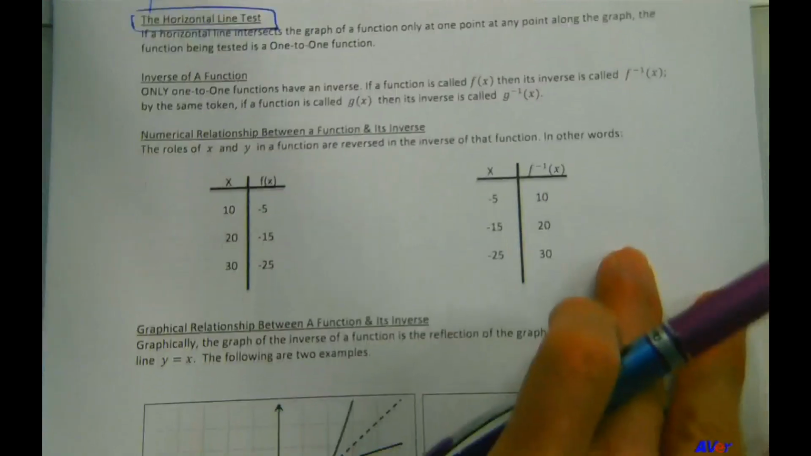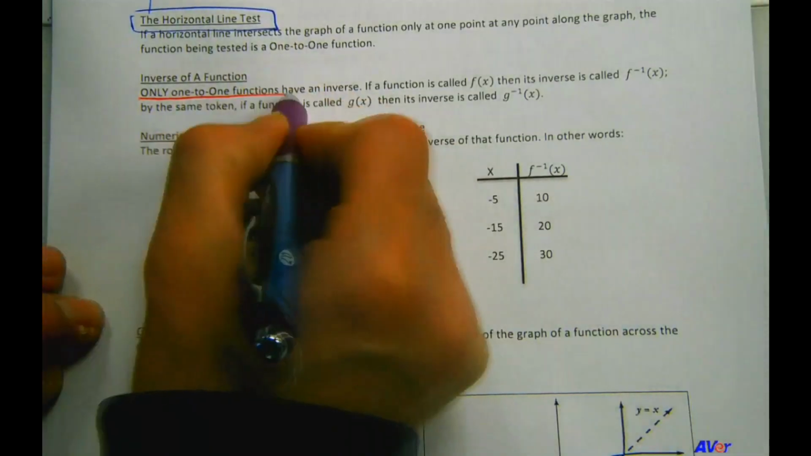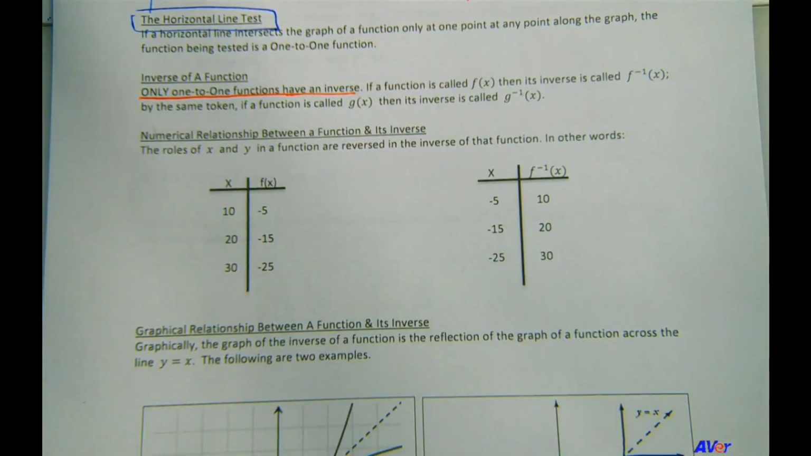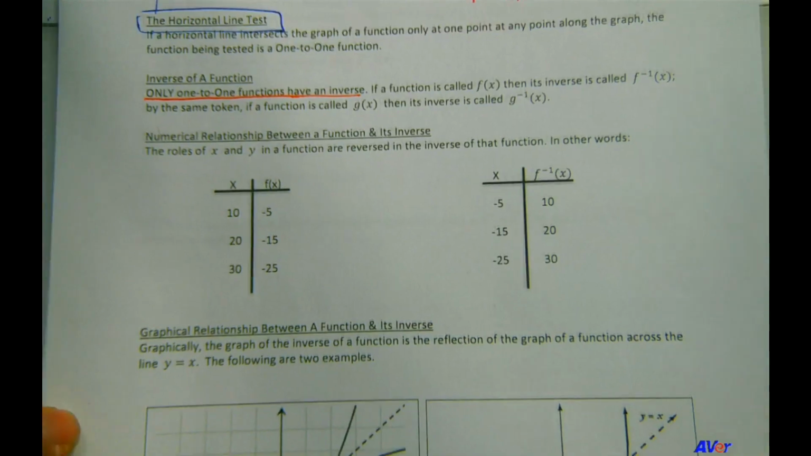Okay, so that's what I mentioned here. Only one-to-one functions have an inverse. And so what is an inverse function? Once you have found the inverse of any function, you have in effect reversed the roles of the independent and dependent variables. So in the original function, you'd have the independent and dependent variable, namely x and y. Once you find the inverse, the old x is now y, the old y is now x in the inverse function. So that's what I've shown here.